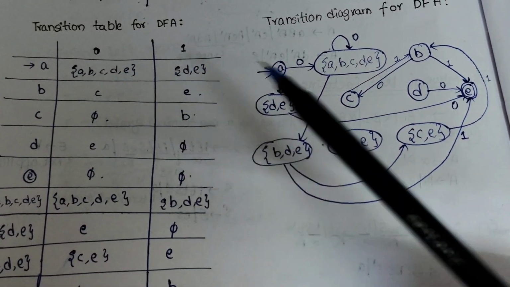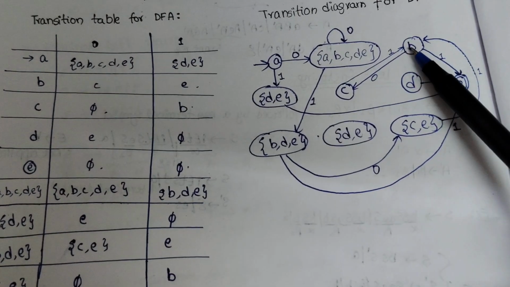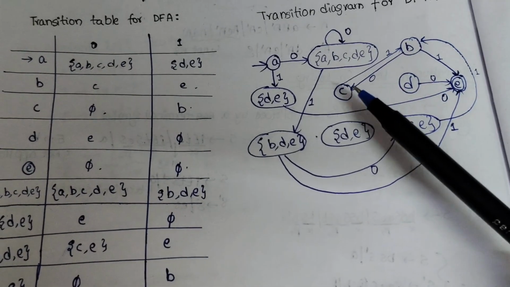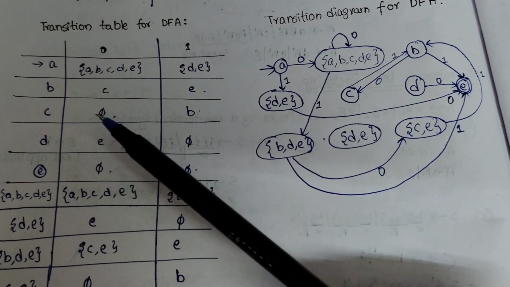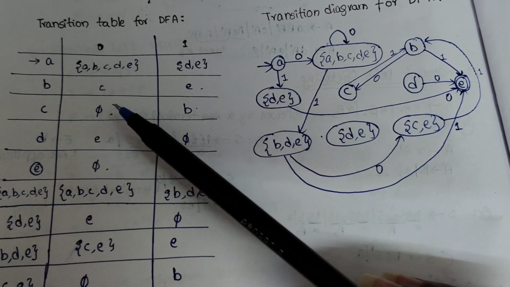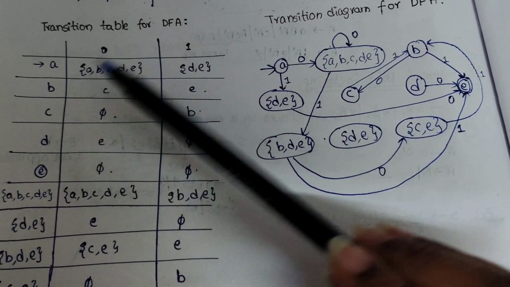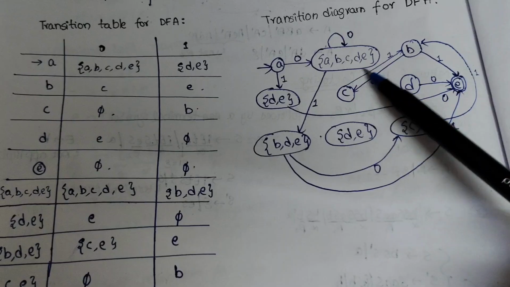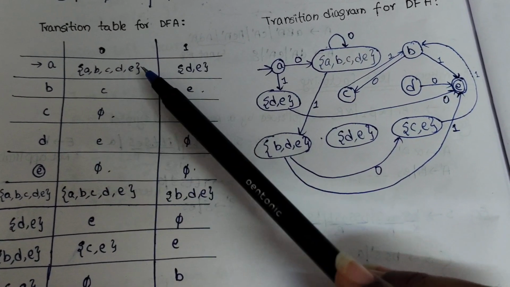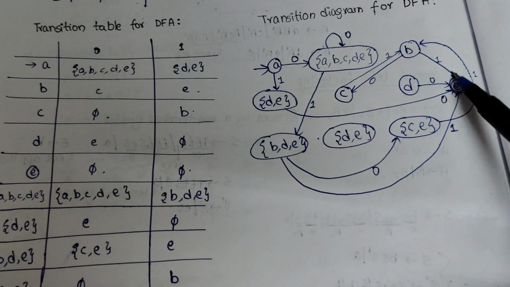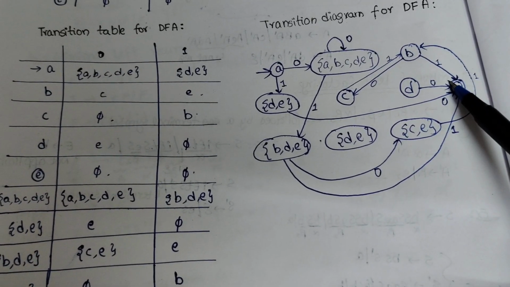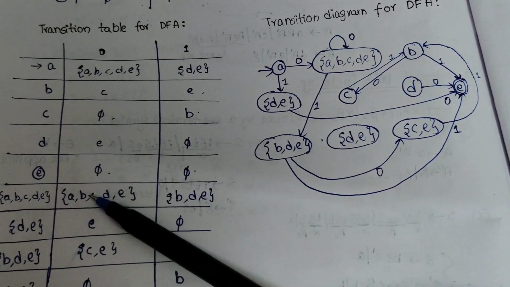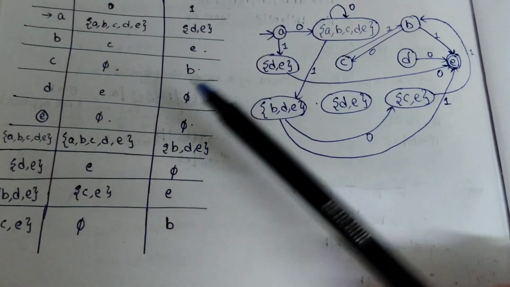B on 0 gives C. B on 1 gives E. Next, C on 0 gives phi, so we are not going to do this transition. C on 1 gives B. Next, D on 0 gives E. D on 1 gives phi, so it doesn't matter. E also doesn't matter.